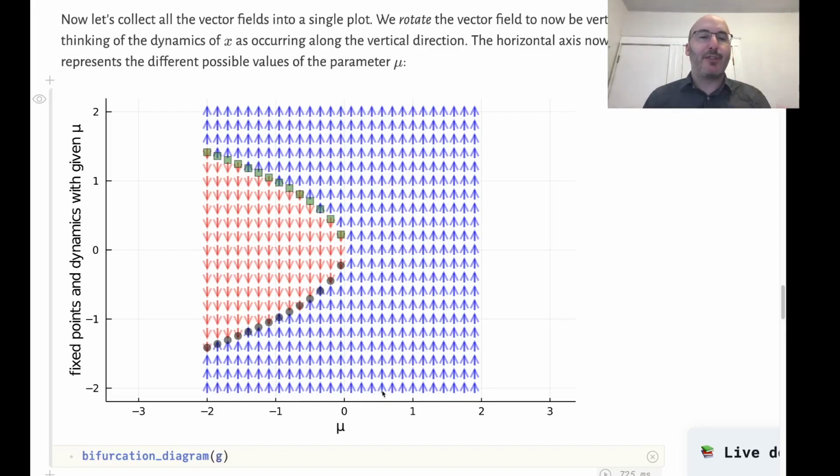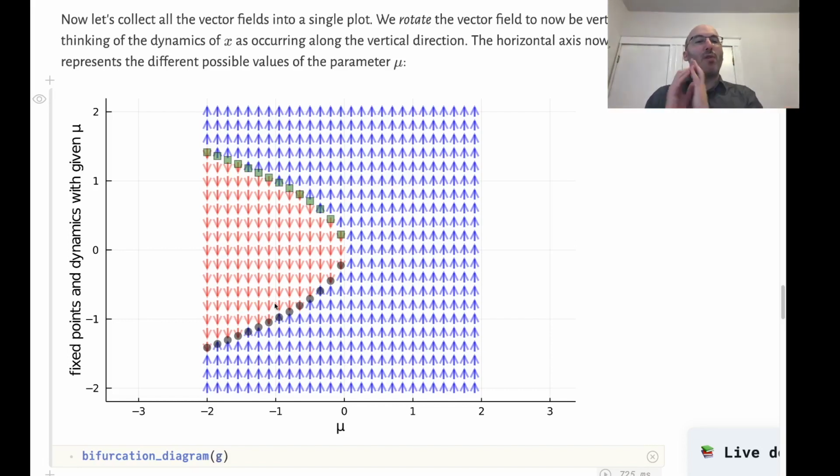For each fixed value of mu, the parameter does not change over time. Mu is fixed, and I'm running a simulation from some initial condition. So for example, if I start with mu equals minus 1 and I start with x at 1.5, the dynamics will push x more and more positive and it will escape to infinity. Whereas if I start with mu equals minus 1 but x equals 0.8, then the system will move downwards and will converge to a fixed point, a stable fixed point around minus 1.